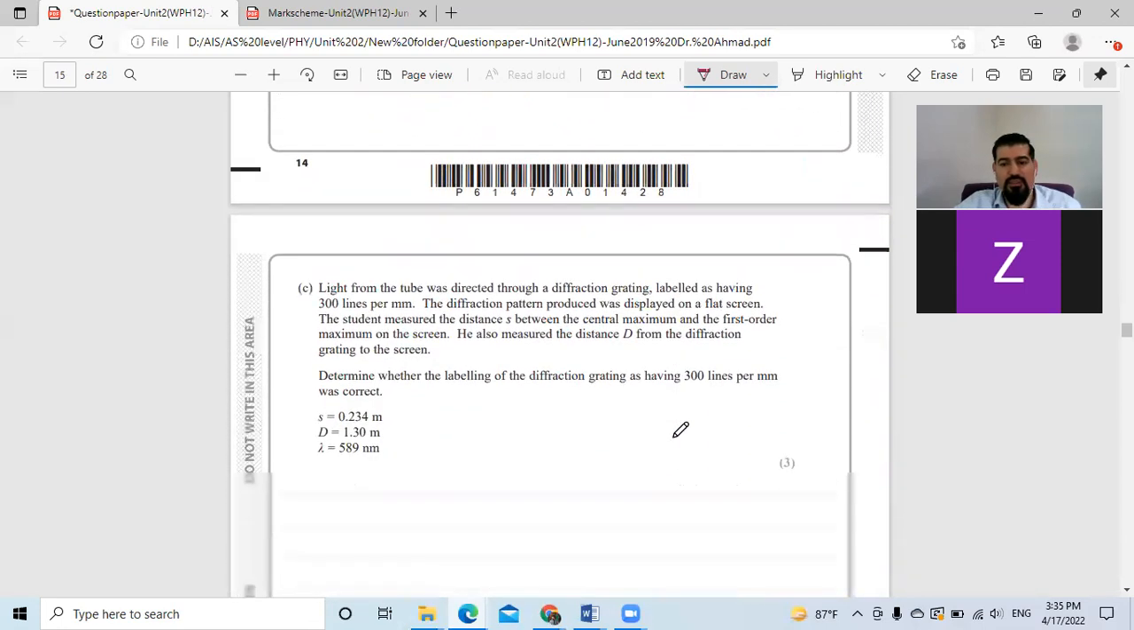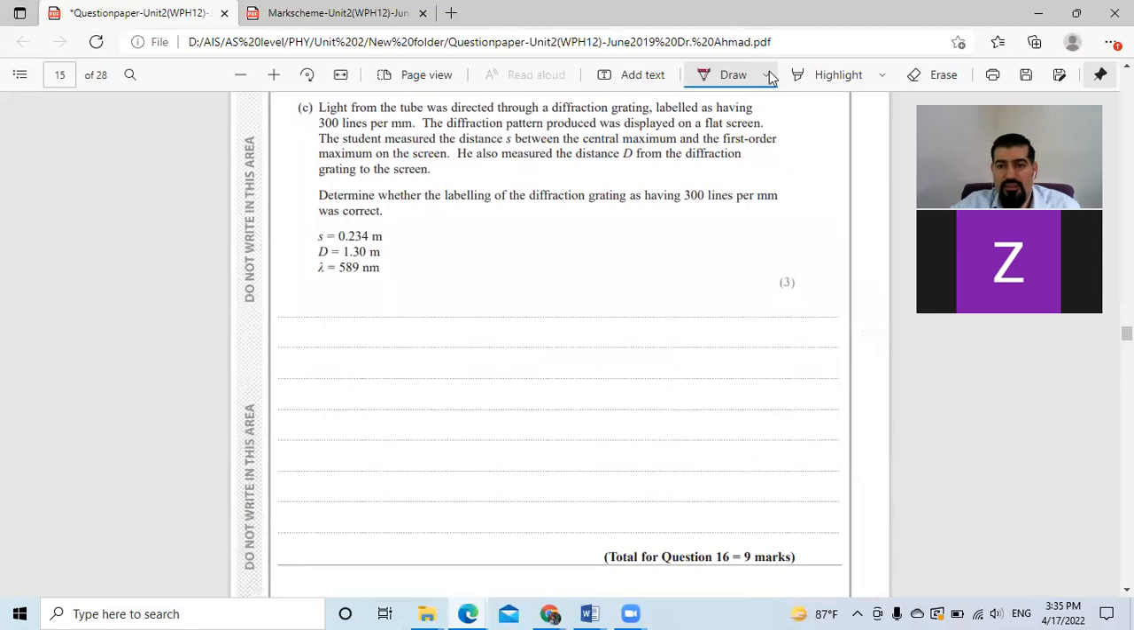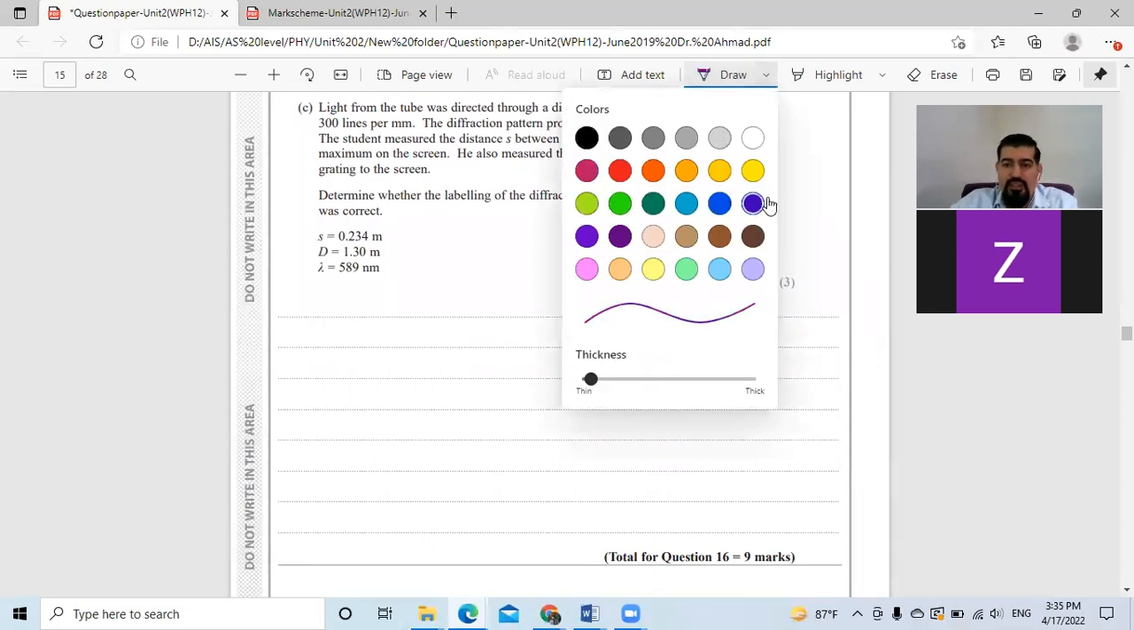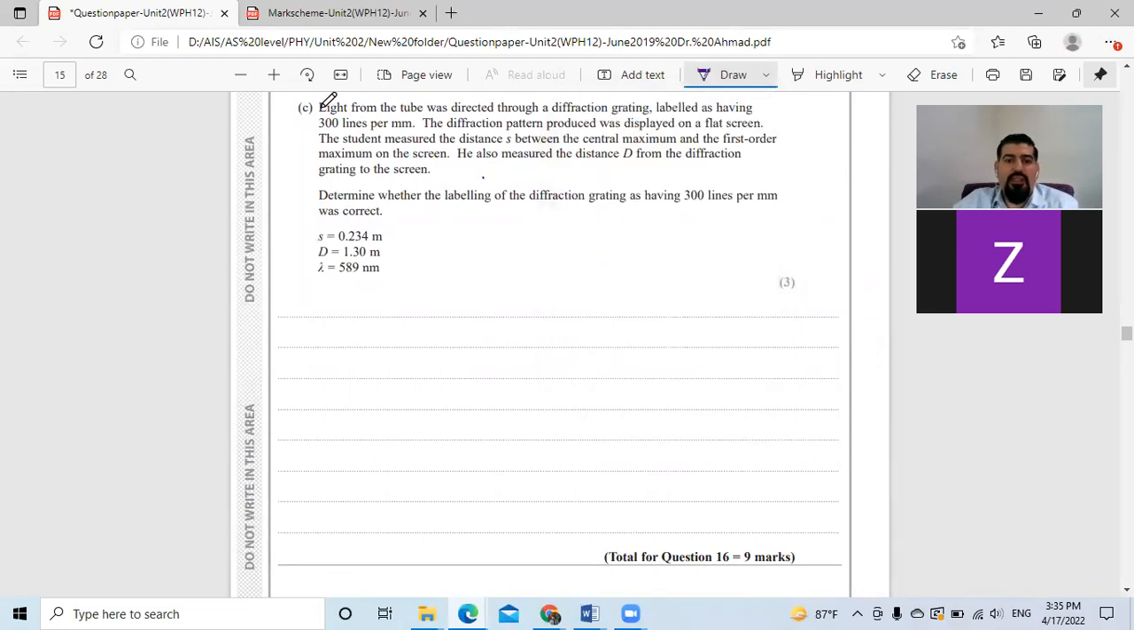Let's move on. Okay, in part C, this is a smart question. In part C, what do they ask? Light from the tube was directed through a diffraction grating labeled as having 300 lines per millimeter. 300 lines per millimeter means 300,000 lines per meter. So I add 3 zeros to convert it into meters.